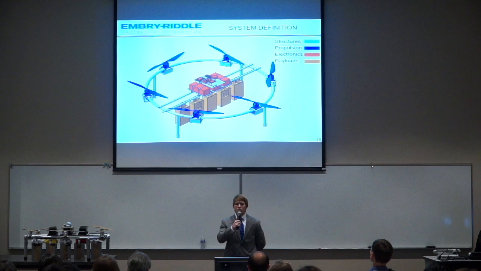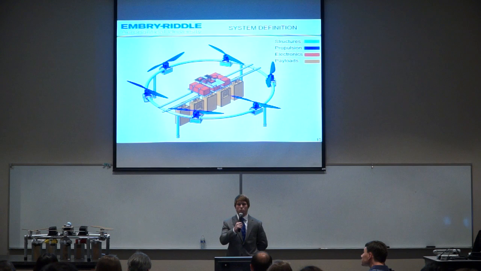Shown here is our full design. It's pictured in 4 different colors, each corresponding to a different subsystem. Shown in gray is the structure subsystem. This is responsible for ensuring the platform is capable of withstanding the loads which it will be under, while also providing a place for each of the other subsystems to sit.